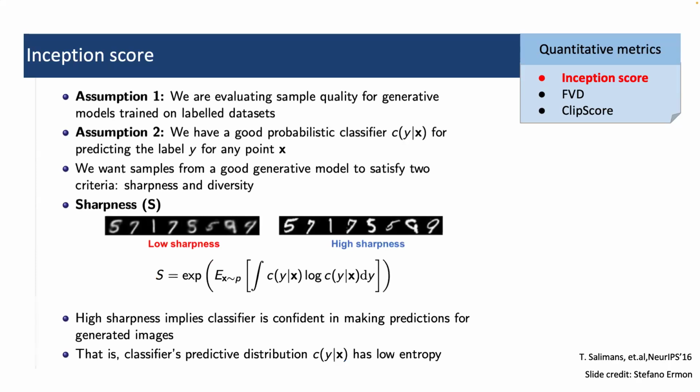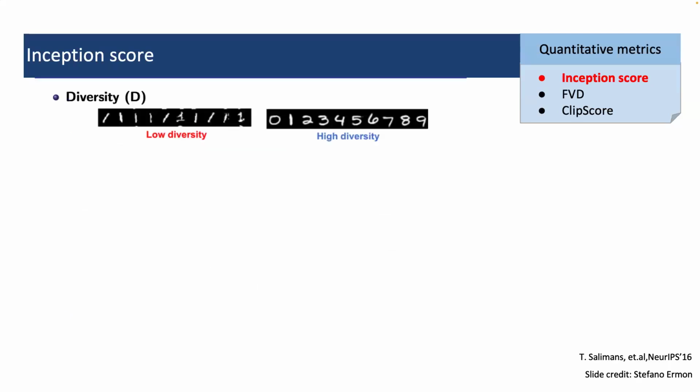So that's exactly what is being modeled here. This metric tries to optimize for highly sharp images, which means probability distributions which have low entropy. So that's sharpness.